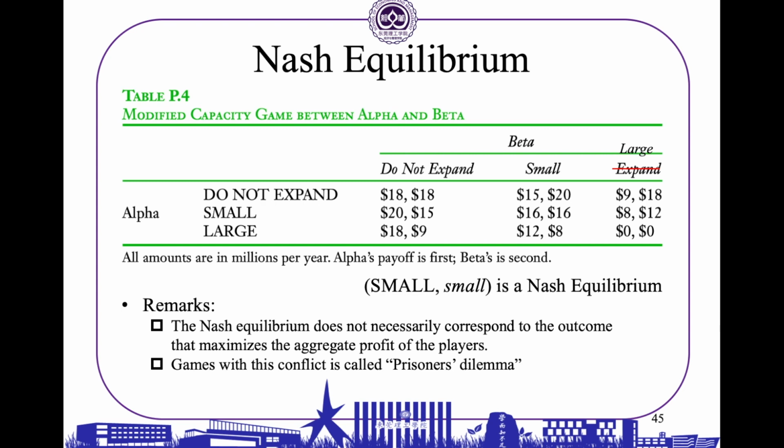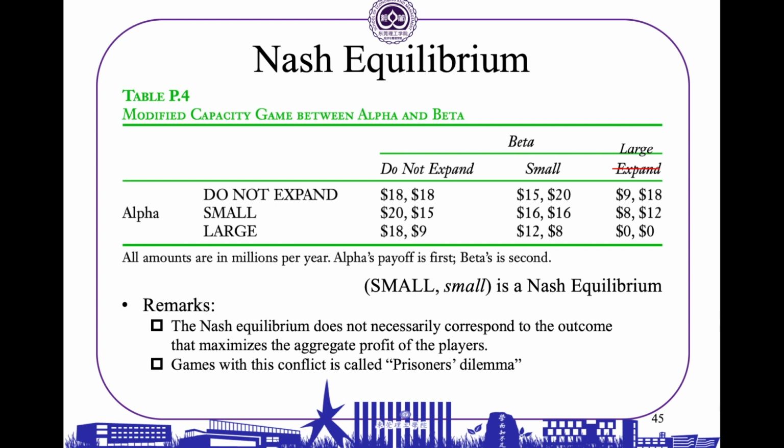The result in these two capacity expansion games illustrates an important issue in game theory. In the capacity expansion game, alpha's addition of extra capacity hurts beta because it drives down the market price. Also, beta's choice hurts alpha for the same reason. If they both choose do not expand, the profit for both alpha and beta would be higher than the equilibrium profit.